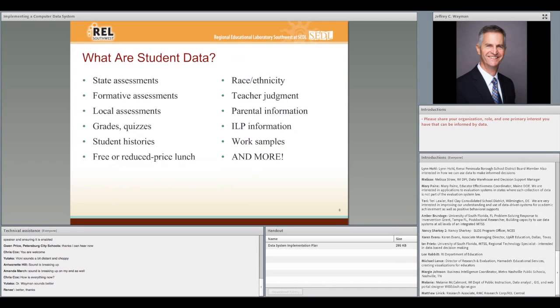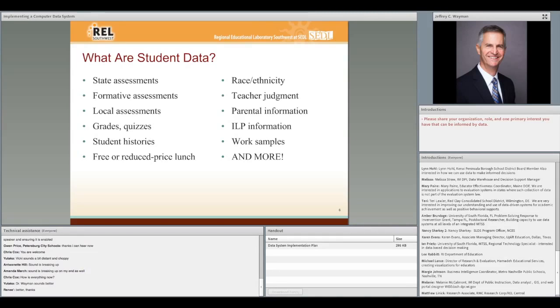We need to define what we mean by data. Now, when data come into the conversation worldwide, what people often take it as is formal assessments. And so those first three bullets on the left there are what most people think of as data. So you've got your state assessments. My daughter today is taking the STAAR test here in Texas, and people think, oh, that's data. Well, yeah, that's one form of data. Formative assessments are another form of data. Local assessments are another form of data.